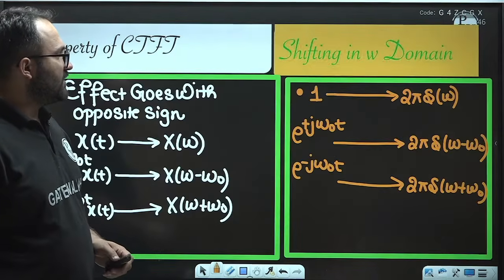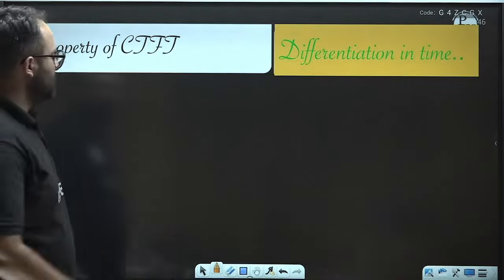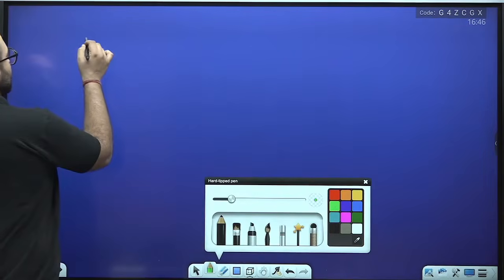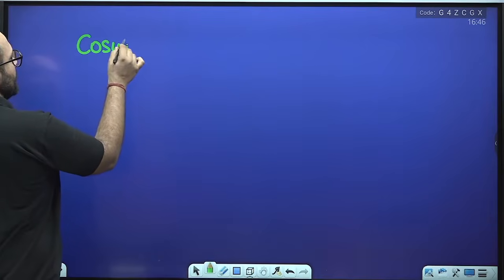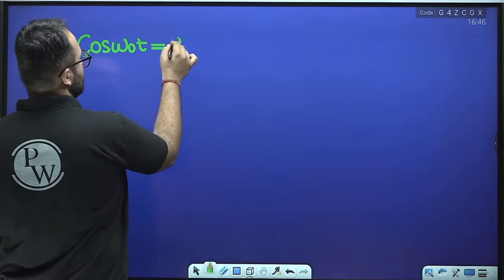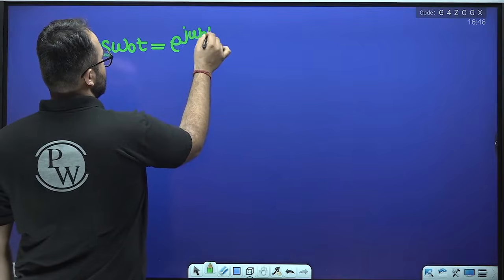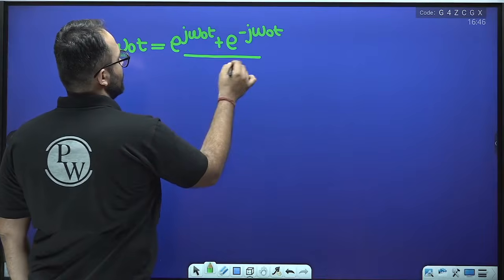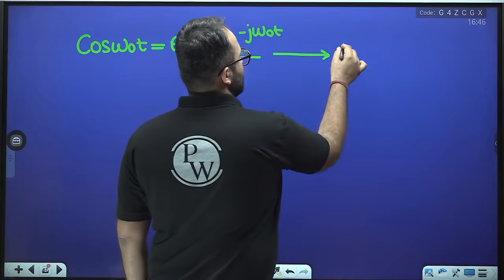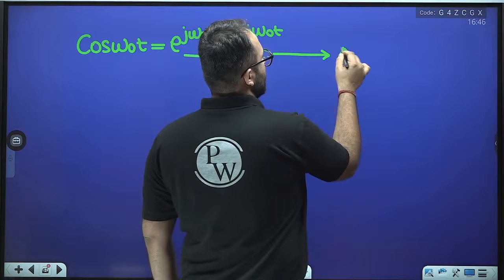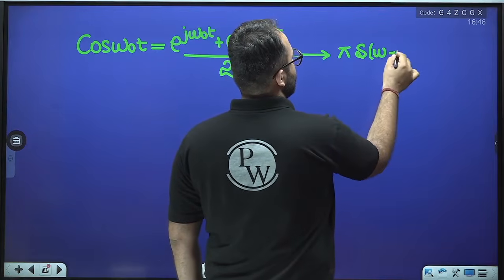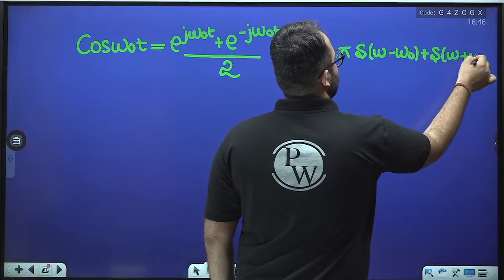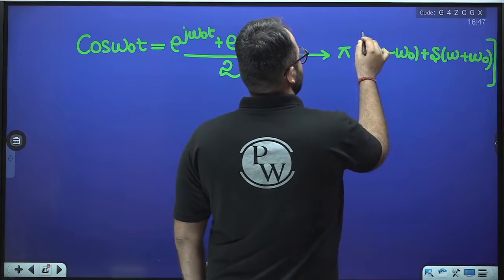So this property is very important because if we look at the Fourier transform of cos omega naught t, cos omega naught t is equal to e to power j omega naught t plus e to power minus j omega naught t divided by 2. So the Fourier transform will be pi del of omega minus omega naught plus pi del of omega plus omega naught. Okay, this will be the result.